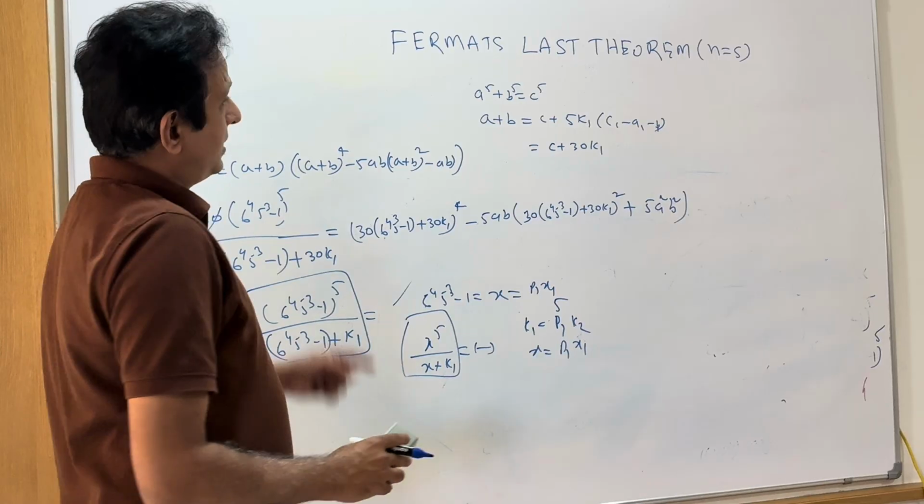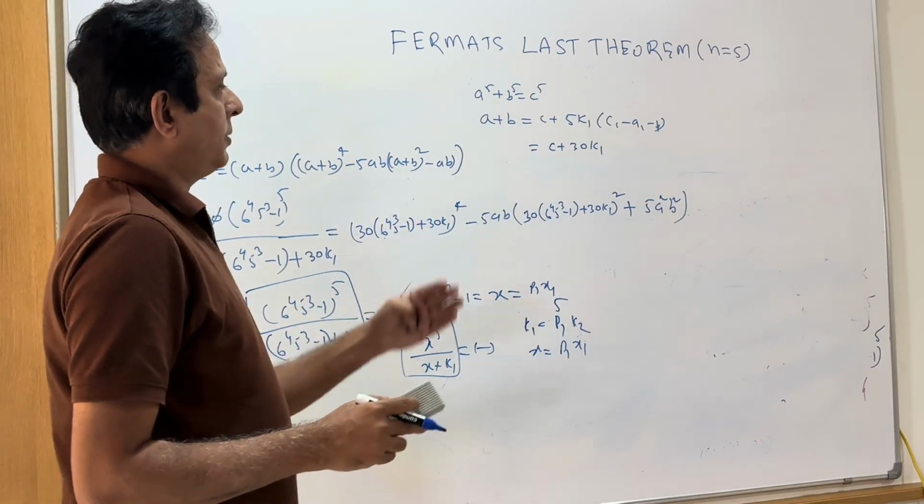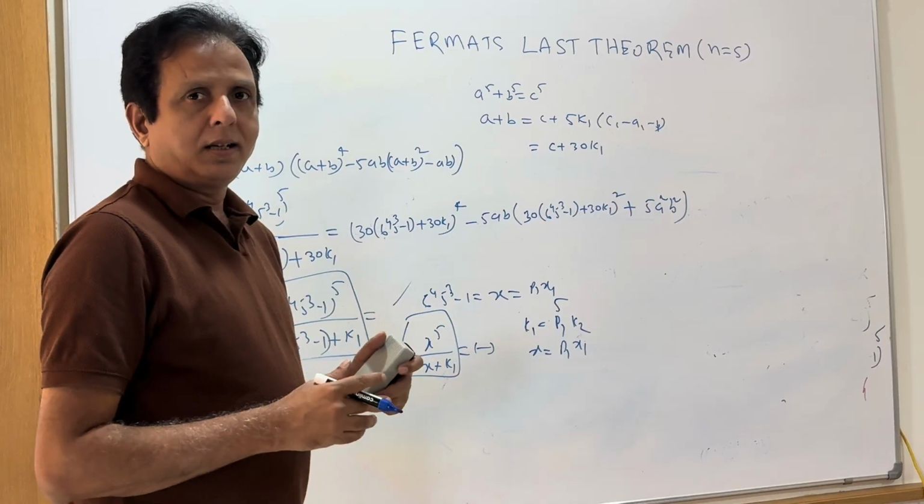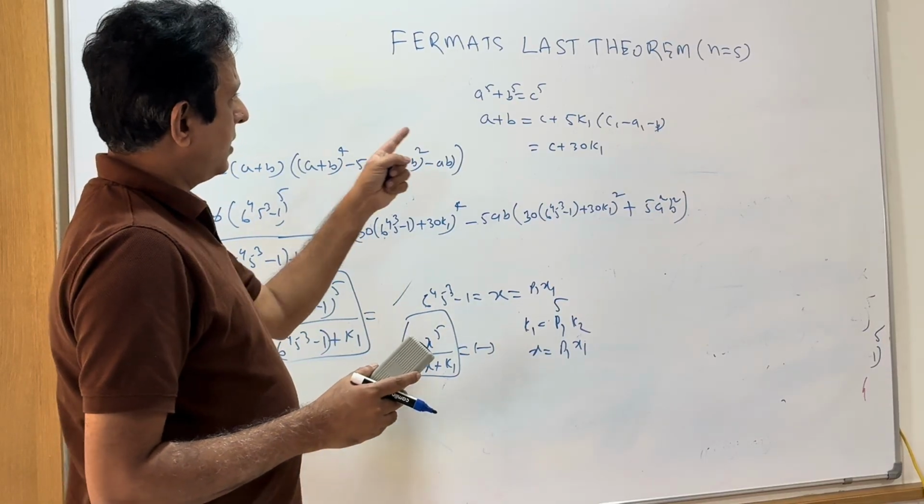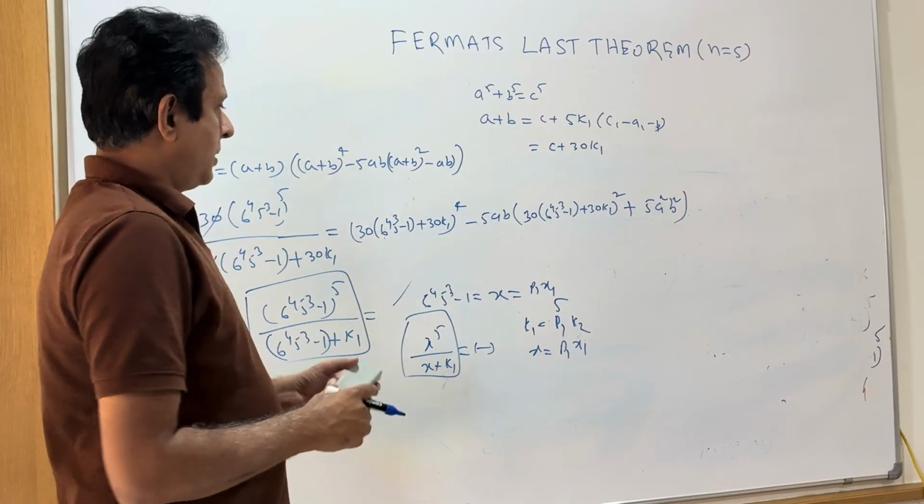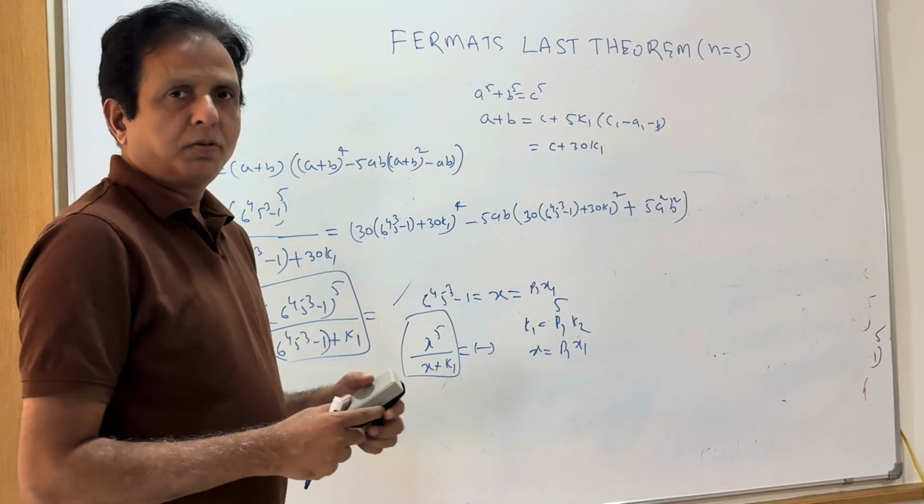Okay. So this is the kind of proof for power equal to 5. This could also be similarly proven for 7 as well. Alright. So in my next video we will try to prove for 7.